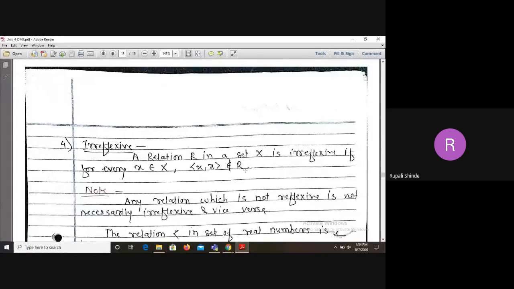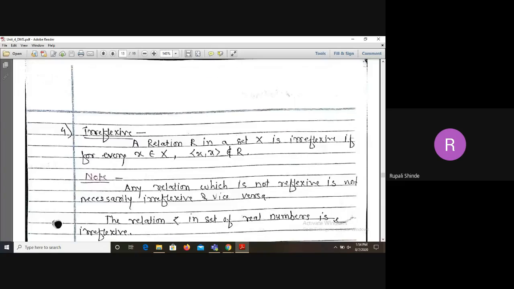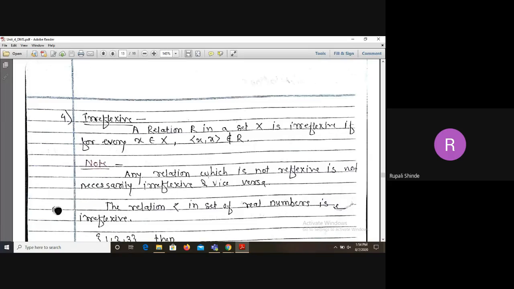But for this irreflexive, for every X belonging to capital X, ordered pair X comma X should not belong to R. So if your set X contains elements 1, 2, 3, then your relation must not contain any ordered pair like 1, 1, 2, 2 or 3, 3. Then only we can say that that relation is irreflexive. Okay. And here one important note is given. Any relation which is not reflexive is not necessarily irreflexive and vice versa.